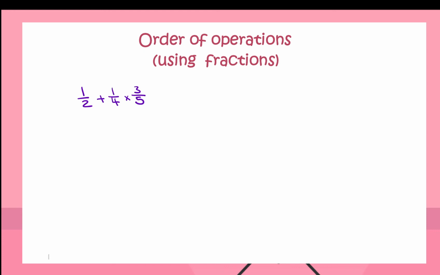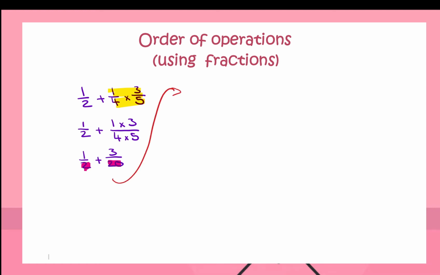Okay, so our first one is going to be a half plus a quarter times 3 over 5. Now our multiply comes first, so we're going to do the quarter times 3 over 5. So we write it out: a half plus 1 times 3 over 4 times 5. Then we write our next line of working: a half plus 1 times 3 equals 3 over 4 times 5 equals 20. Now the problem is, now that we're adding, our denominators aren't the same.